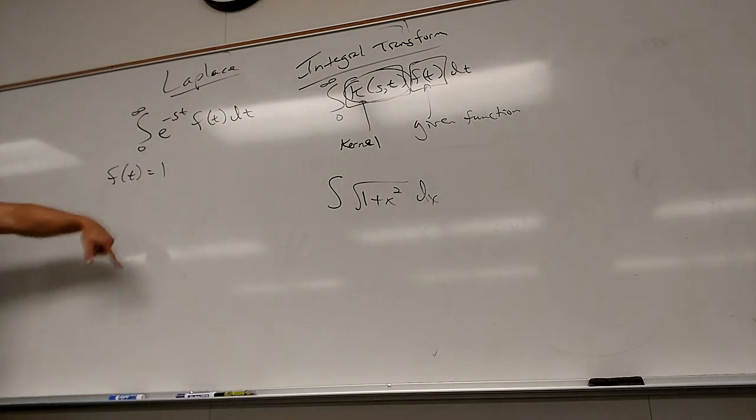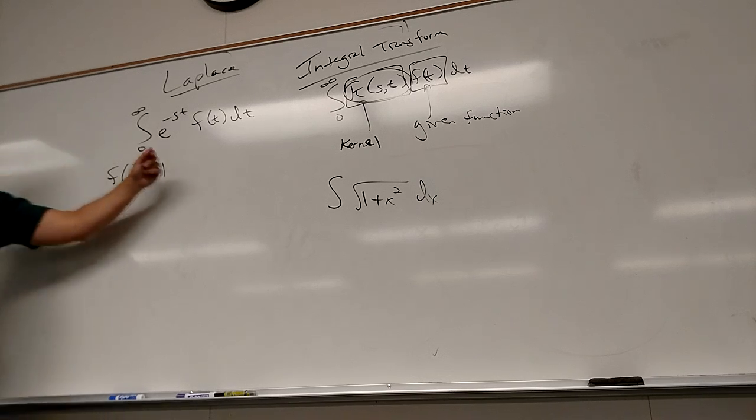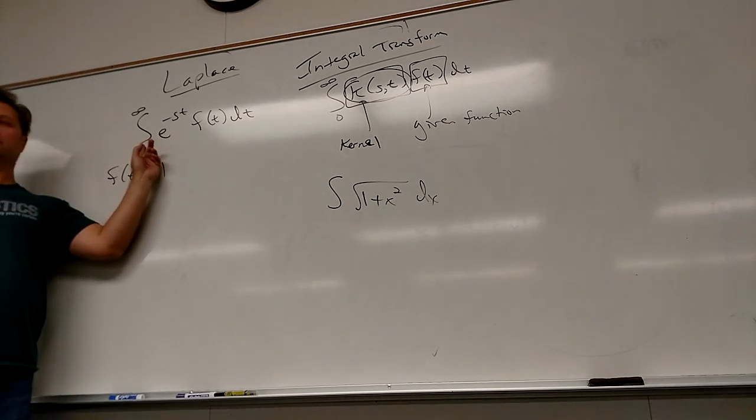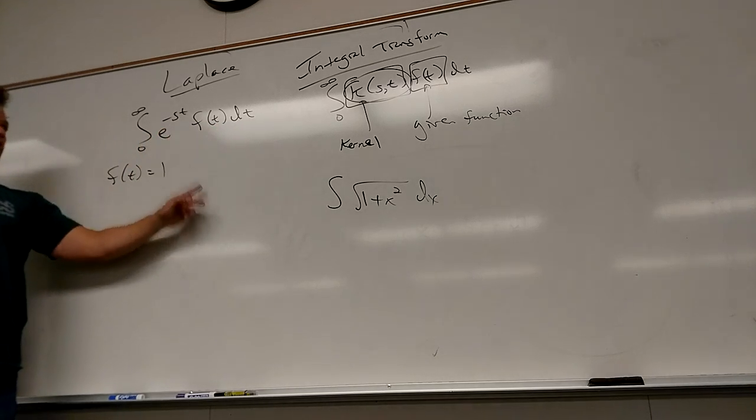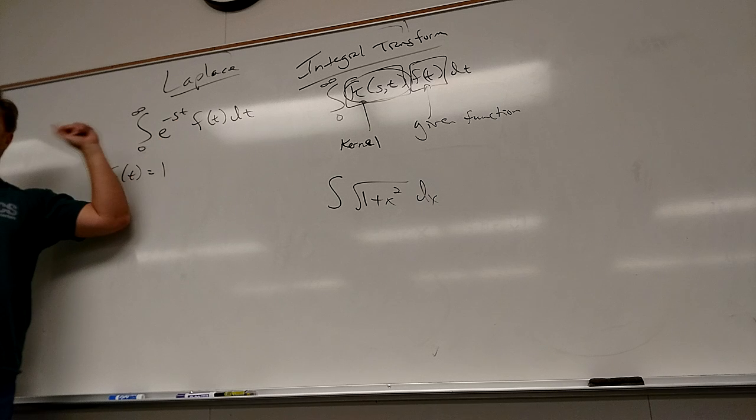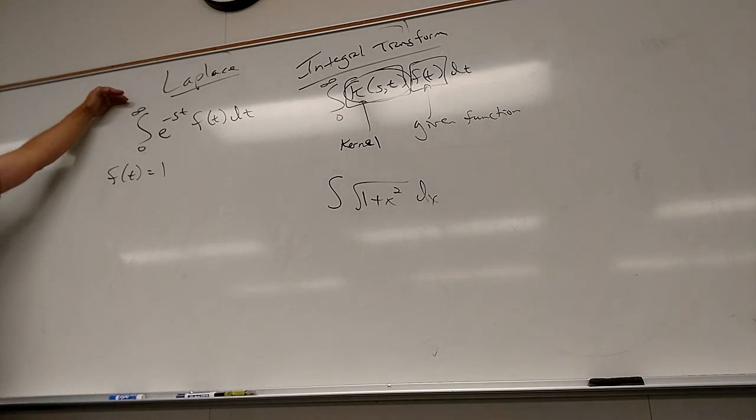Take a minute and figure out what that becomes. Now, what is your variable? S. For the integral, your variable is t. And then the resultant function is going to be all about s, right? Because this t is being evaluated from 0 to infinity.